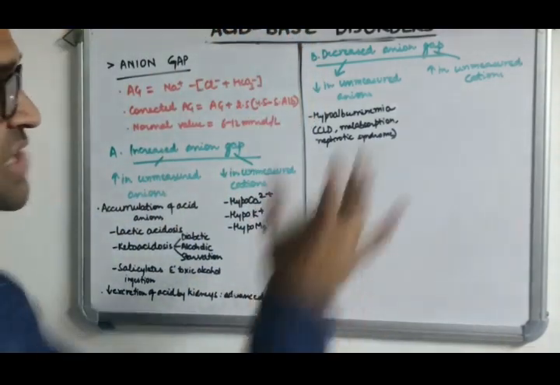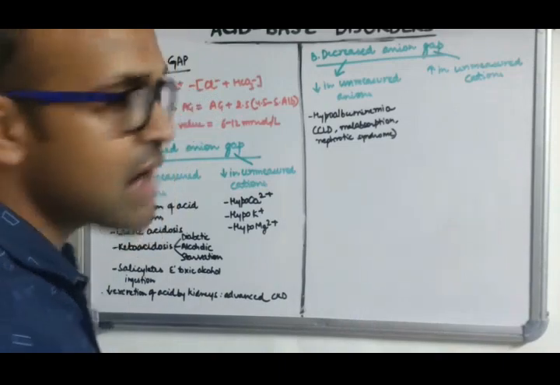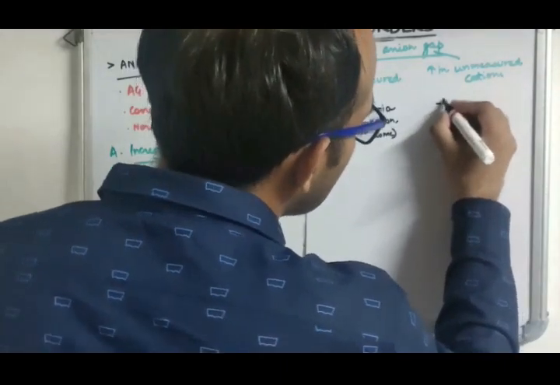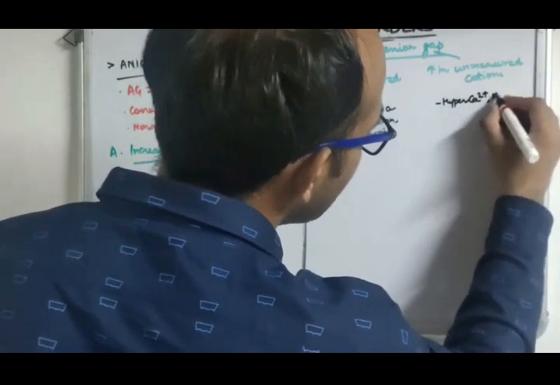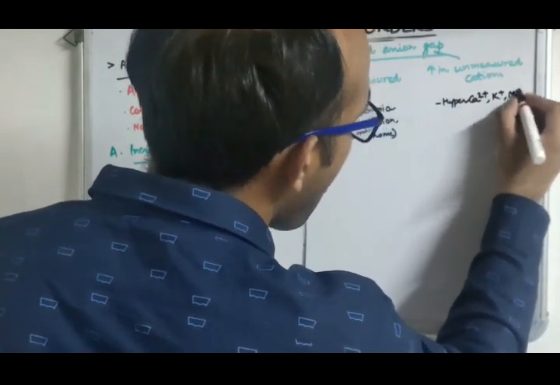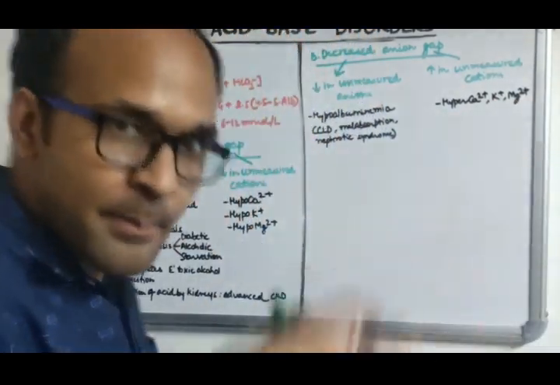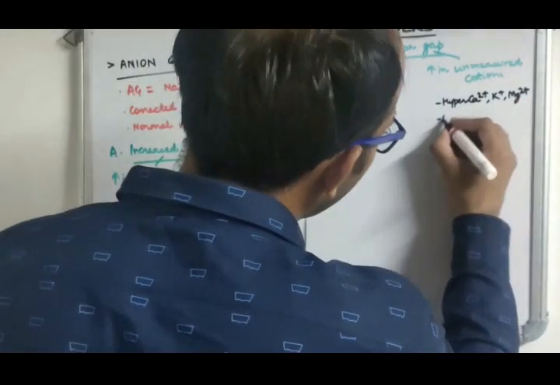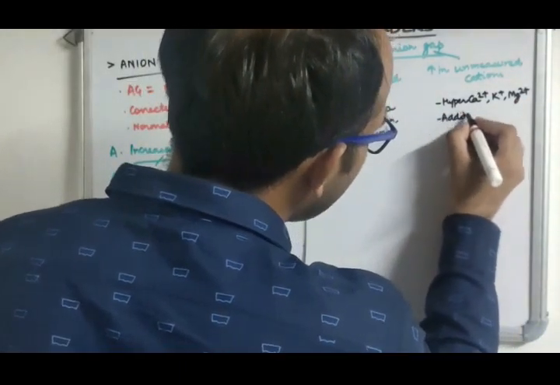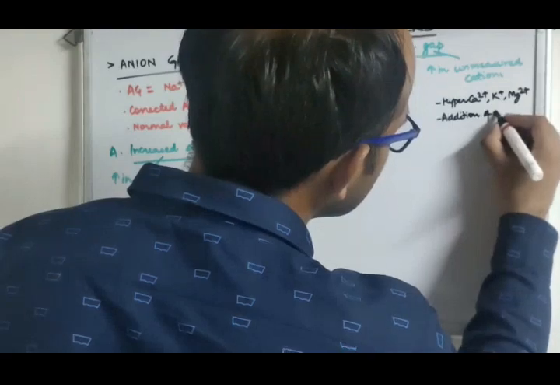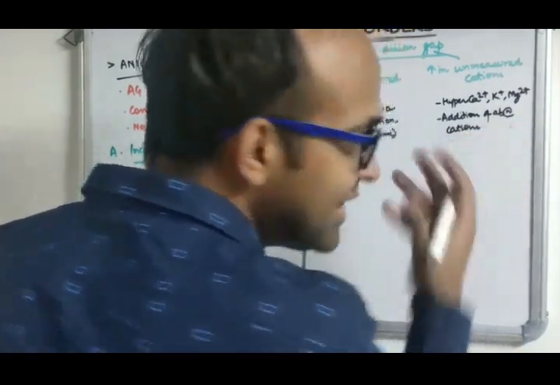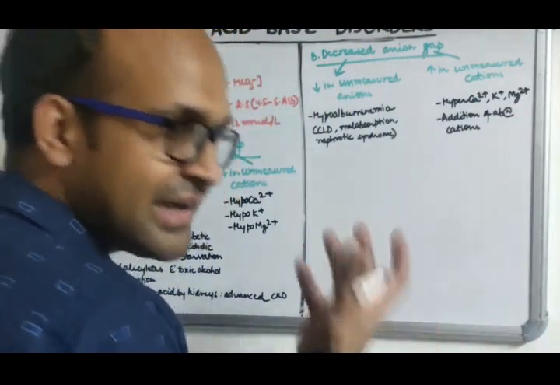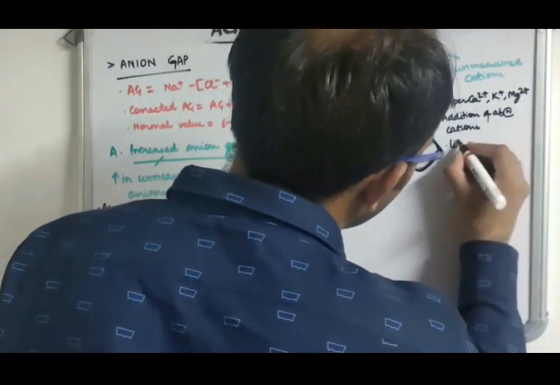And the conditions which are associated with an increase in unmeasured cations, like hypercalcemia, hyperkalemia, hypermagnesemia, or if there is an addition of abnormal cations like lithium. So in a patient with lithium toxicity, you can have decreased anion gap.